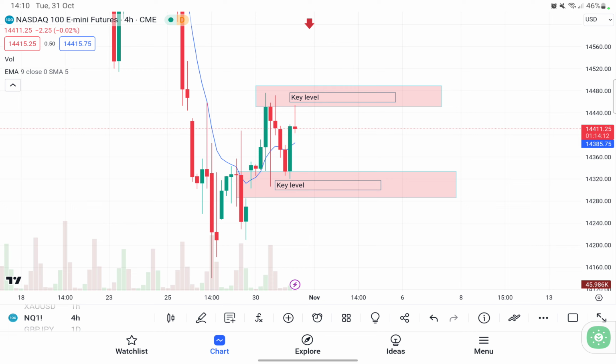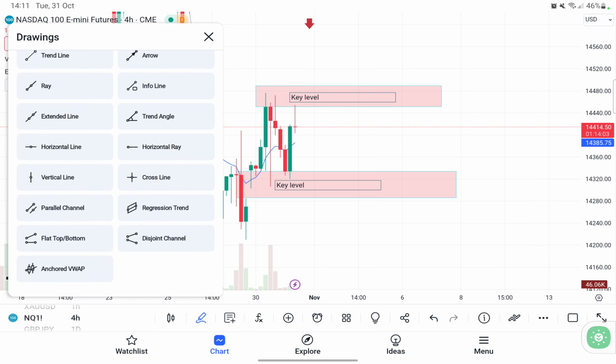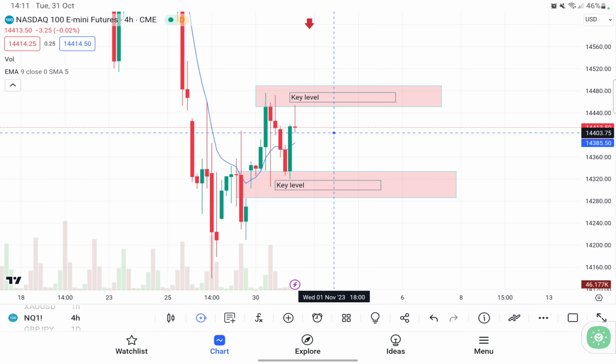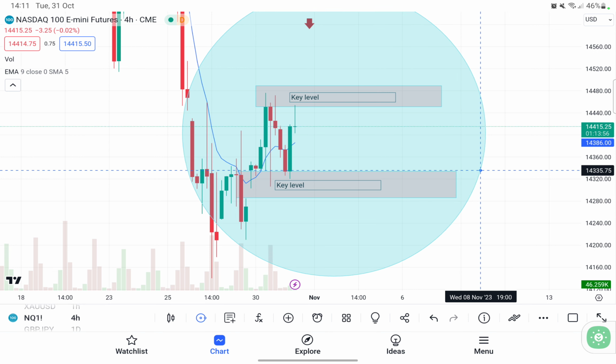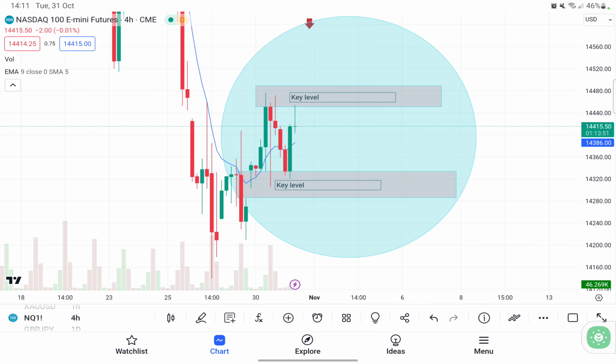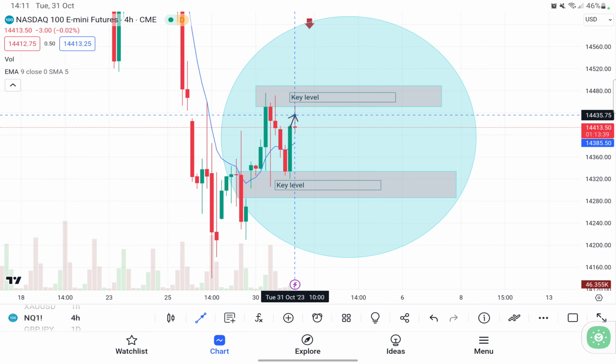And as you can see, markets are going up and down. However, this is the range, and this range is where I'm going to be looking for my trade. So over here, within this range, against these key levels, these are the areas that I will be looking for trades to see if the trades are going to go up or down.